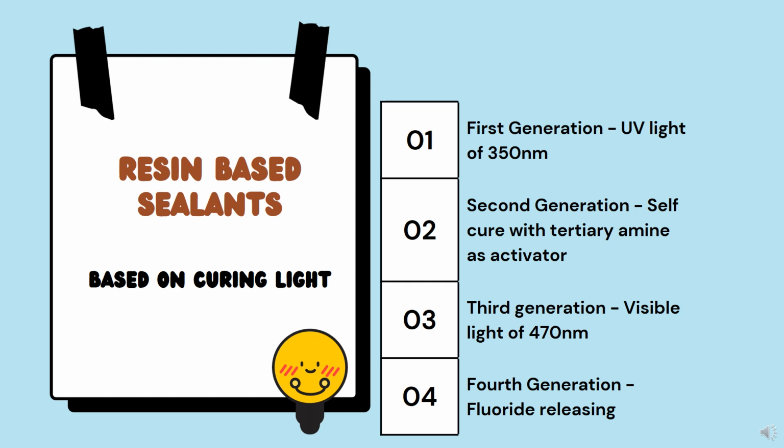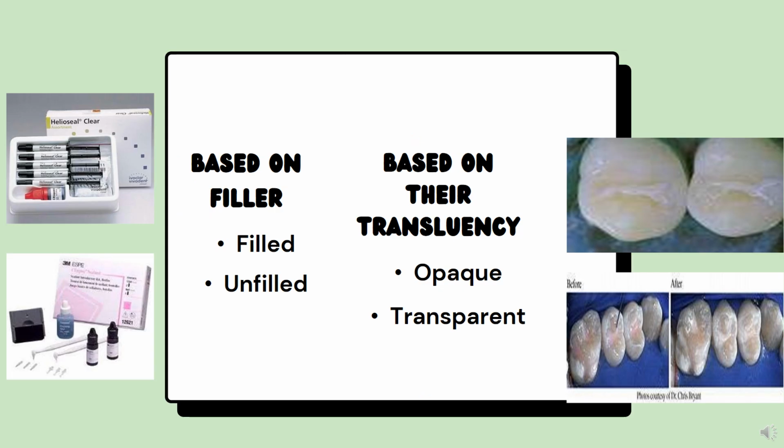So first is the first generation, which is UV light, which is of 350 nanometer. Second generation is self cure with tertiary amine as activator. Third generation is visible light of 470 nanometers. When you go with the range, it is 430 to 490 nanometers. Fourth generation is fluoride releasing. Important generation, fluoride releasing is one of the most commonly used generation because fluoride has an anti-caries property. So fourth generation is a very good system to use, okay? But we commonly use third generation also.